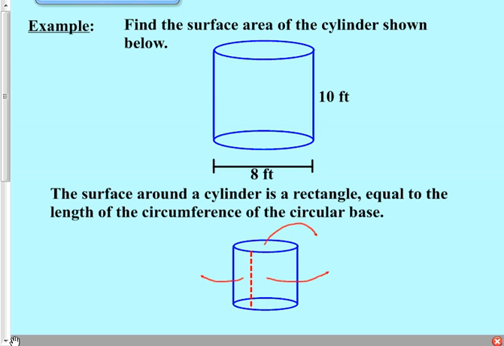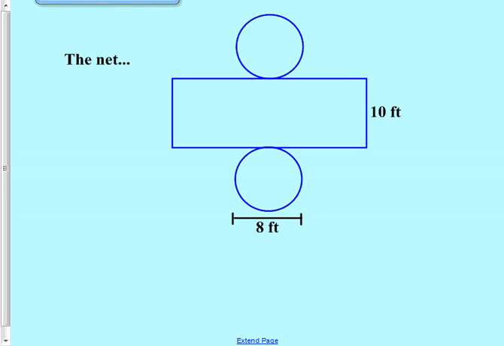So basically what we have, as you see there, is that the surface around a cylinder is a rectangle, and its length is equal to the length of the circumference of the circular base, which is to say that rectangle is exactly long enough to reach around that circle one time. So we have a net that looks like this, and we transfer the measurements from the solid to the net. We had an 8-foot diameter on the circular bases, and we had 10 feet in between the circular bases. So there those are.